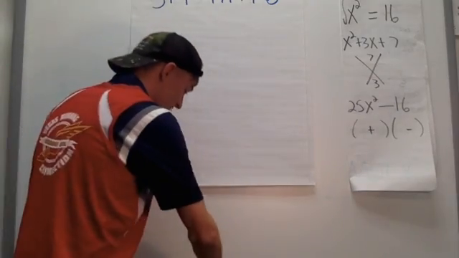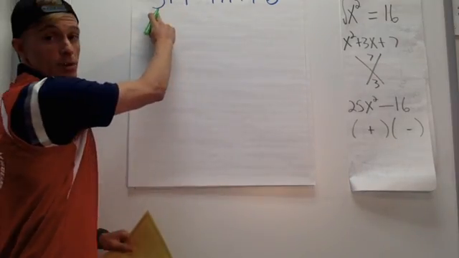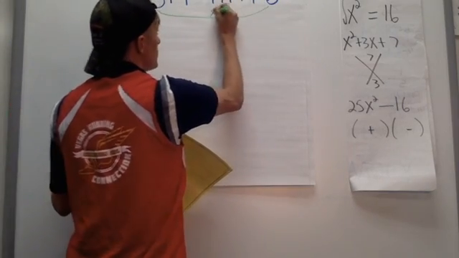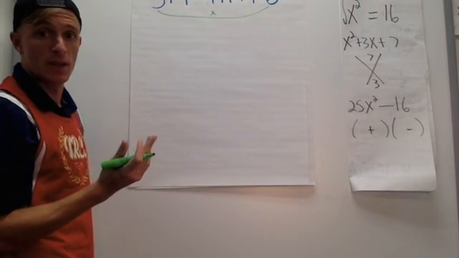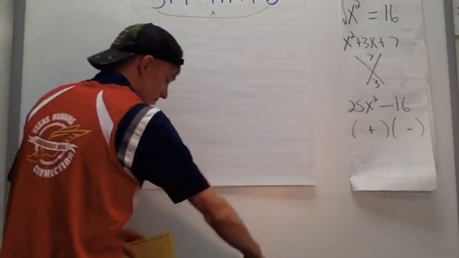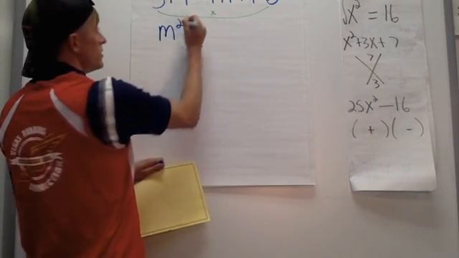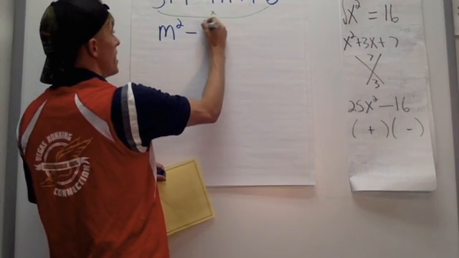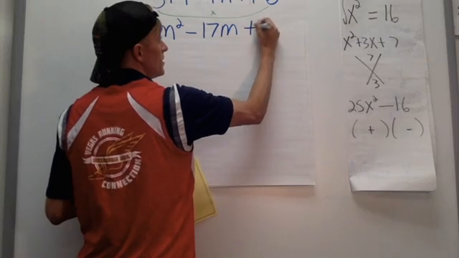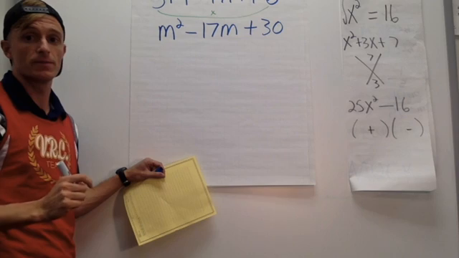Bottoms up. First step, we multiply the first number times the last number. So I go 5 times 6. So I'm multiplying. I drop the 5 when I rewrite it. So I rewrite this as m squared, drop the 5, minus 17m plus 30. 5 times positive 6 is 30.